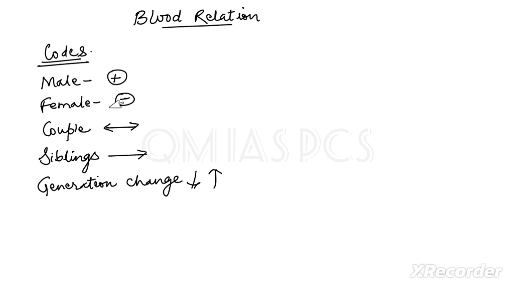For example, I am just giving you some example, like if it is given that A is father, then we will write A and a plus sign. Okay, if B is mother, we will write B and a minus sign. Okay, and if we are saying both are a couple, so we can write A, a both side arrow, and B, this is minus, this is plus, like this one.